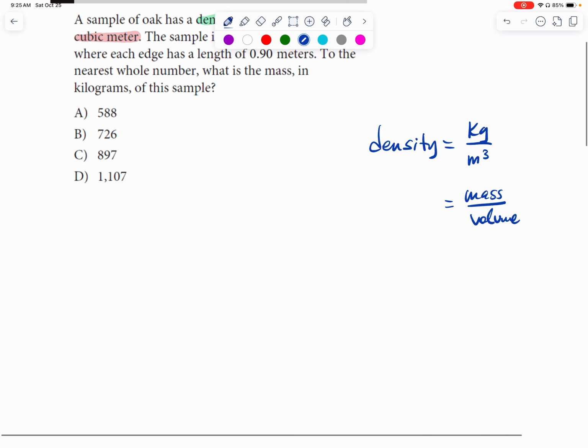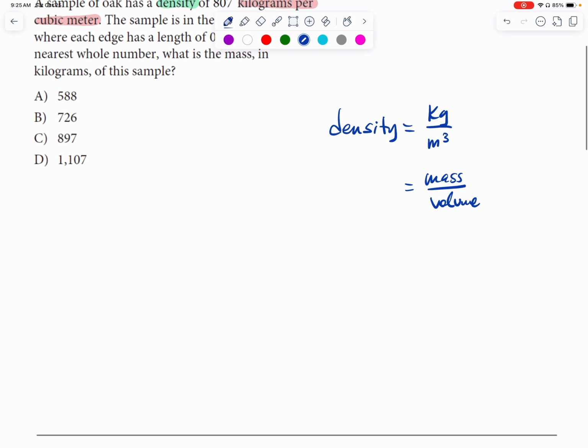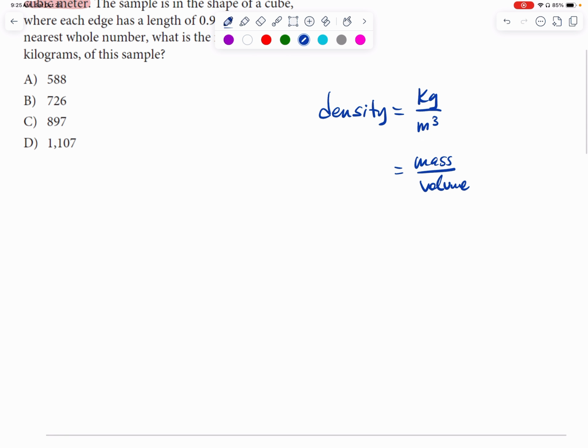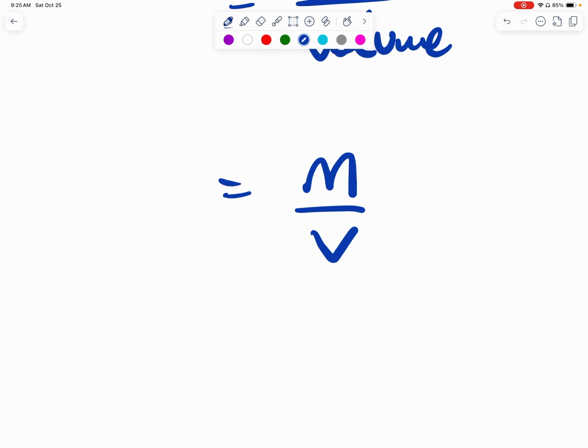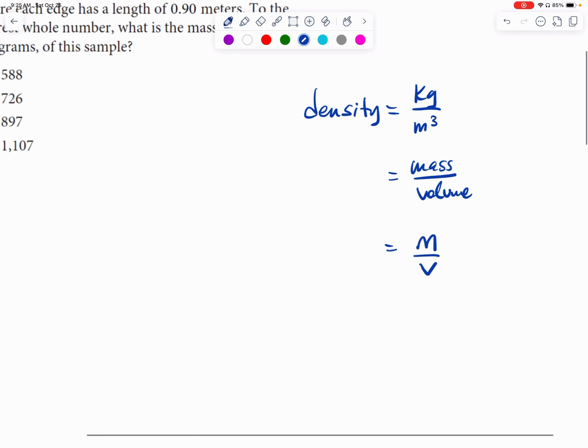And one of my students said something like this, that they love density. Maybe it was a teacher that said this. They love density, and if you have the M on the top and you have the V on the bottom, you can see how it sort of looks like a heart. Sort of. Anyway, doesn't matter.